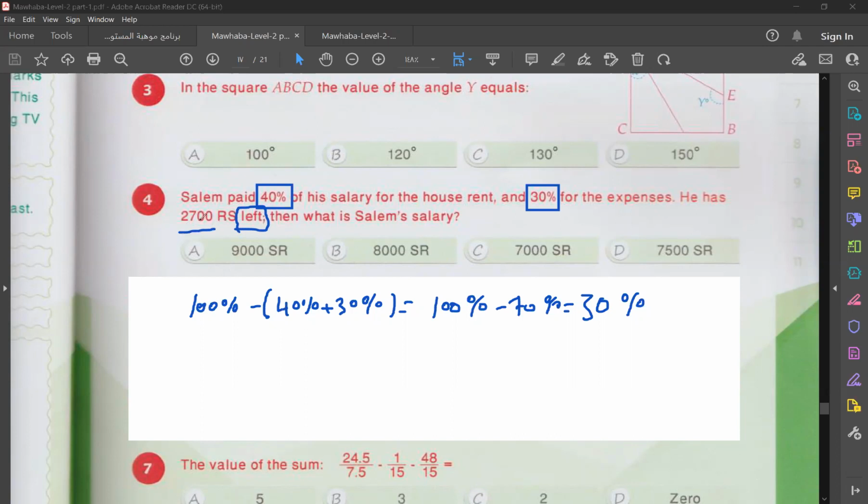So it represents what? It represents 2,700. So I write 30 of 100 of X of salary equals 2,700, like this. So now I want to find X. Because this 2,700 is the remainder, which represents 30% of his salary. So now how do I solve this problem? Can anybody tell me how I solve it?